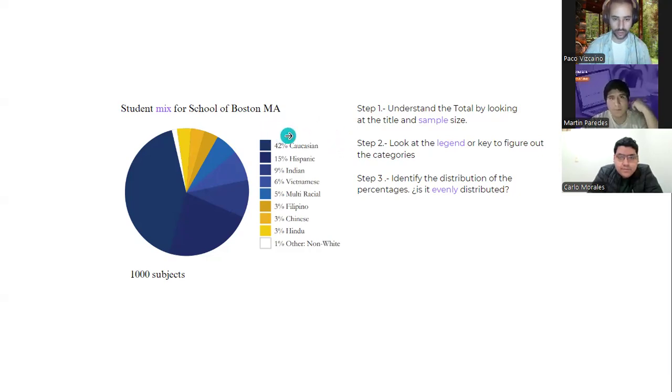42% of the 1,000 students are Caucasian in Boston. So, something like that. Or also acceptable can be: out of 1,000 students, 50% are Hispanic in Boston.